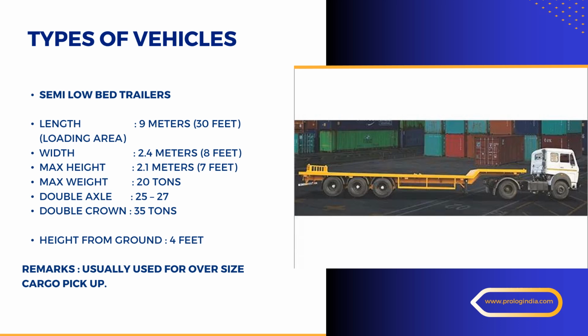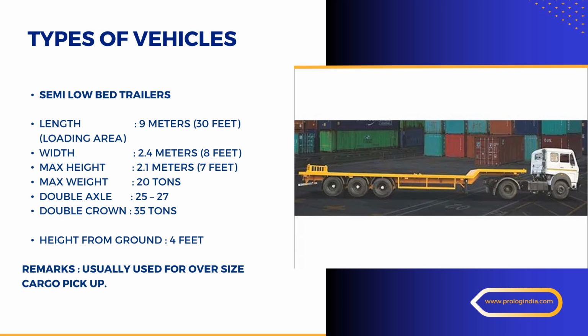But of course, as these are usually used for oversized cargos, you can carry more width than 2.4 meters as well as more height than 2.1 meters. Maximum weight 20 tons, of course. Double axle 25 to 27 tons, and double crown you can carry up to 35 tons. Height from the ground, of course, is 4 feet.